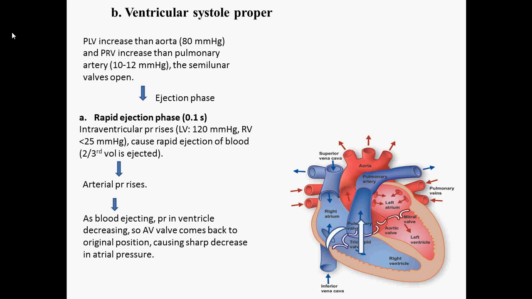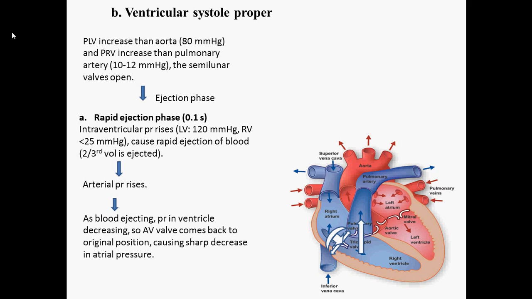atrioventricular valve, which was bulged up during the isovolumetric ventricular contraction into the right atrium, has now come to its actual position, and as a result of that the right atrium pressure slightly drops. A little change had come earlier, which was because of the bulging. Now the bulging has come to its actual state, so the right atrial pressure now slightly decreases because of that.